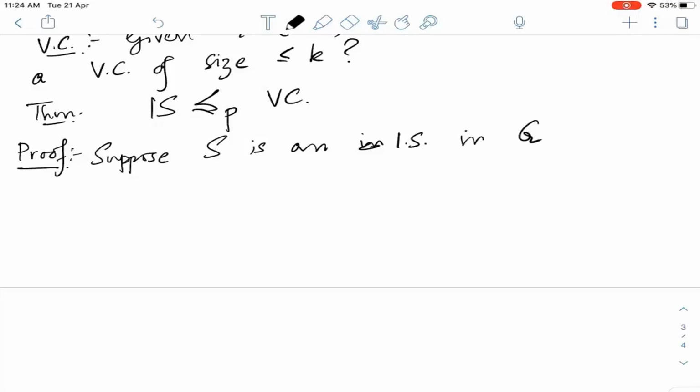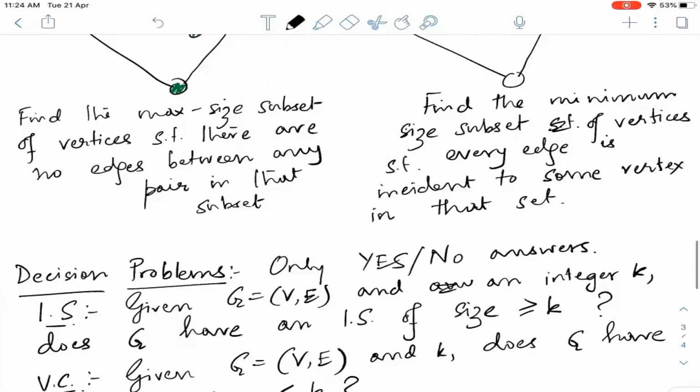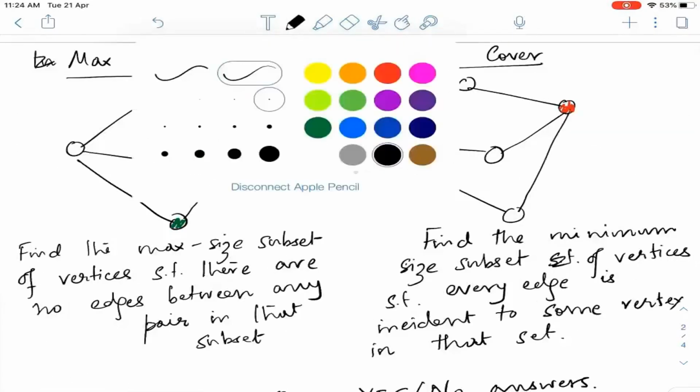Okay. Suppose it is given to us that S is an independent set. I am not concerned about the size of S at this point. Let's just say I'm given the fact that S is an independent set in my graph. Let's look at this picture. This is my set S, say.